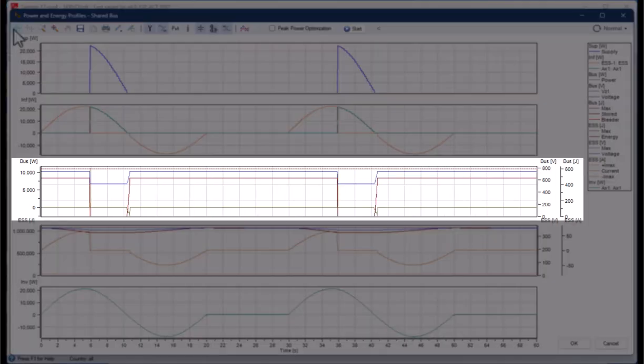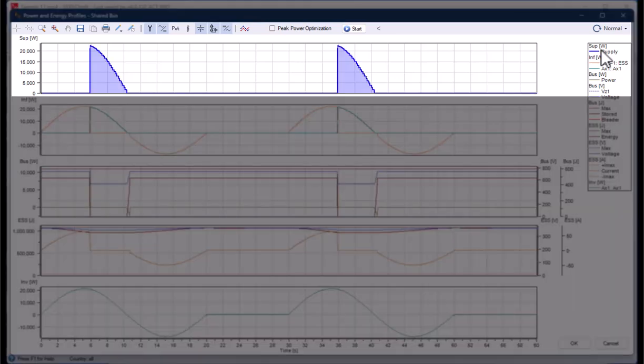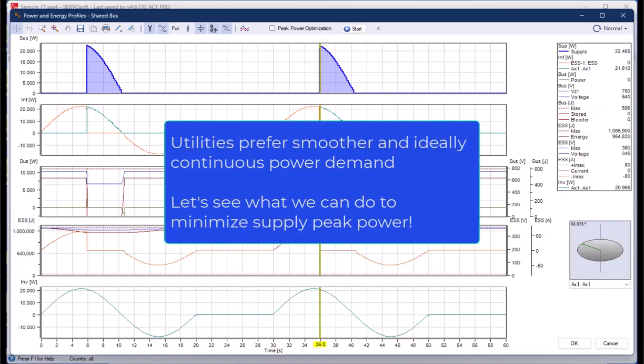The bus profiles show the power flow to and from the DC bus capacitors. The main supply power represents the power supplied from the mains. Without peak power optimization enabled, the supply power is somewhat spiky, with 22.5 kilowatt peak power. Utilities prefer smoother and ideally continuous power demand. Let's see what we can do about this.